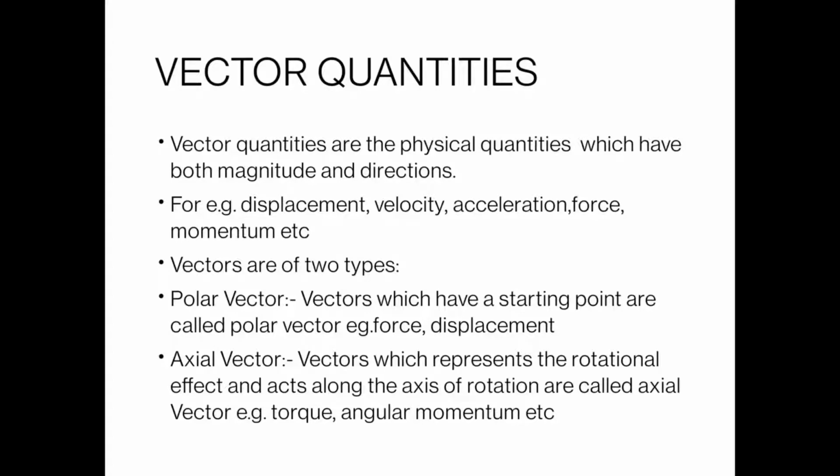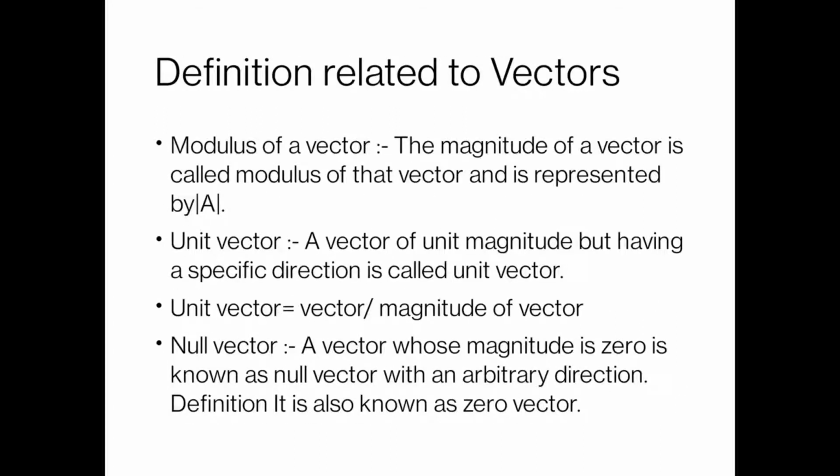Polar vectors are the vectors which have a fixed starting point, and examples of these vectors are force and displacement. Second one is axial vectors. Axial vectors are vectors which represent the rotational effect and act along the axis of rotation. These are known as axial vectors, which do not have a fixed starting point. Examples of axial vectors are torque, angular momentum, etc.